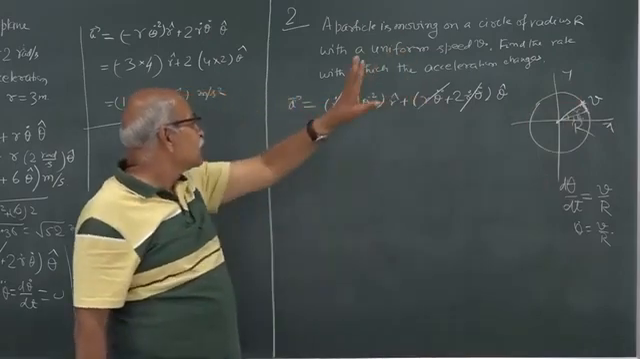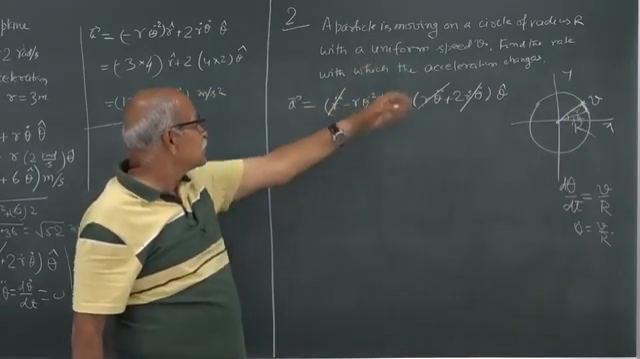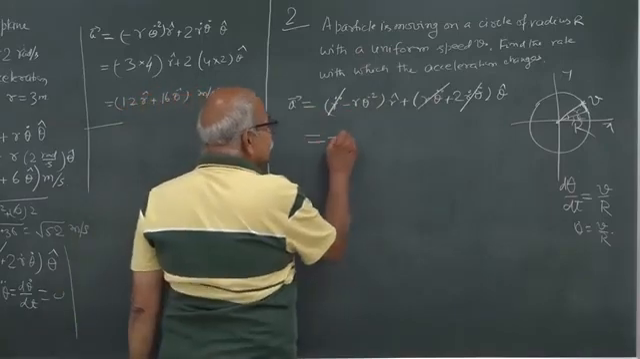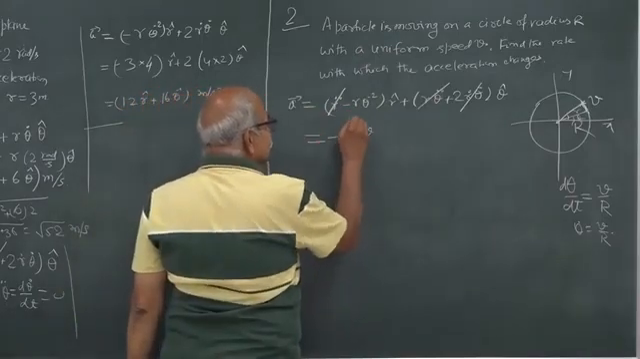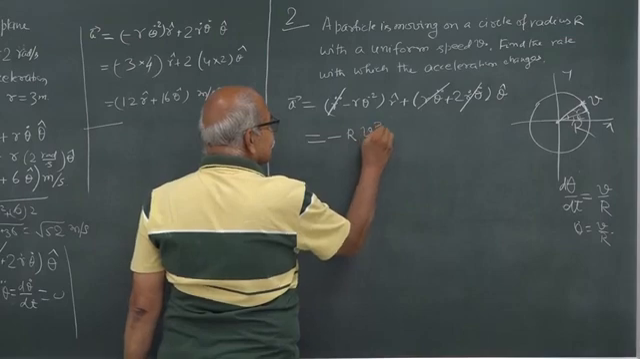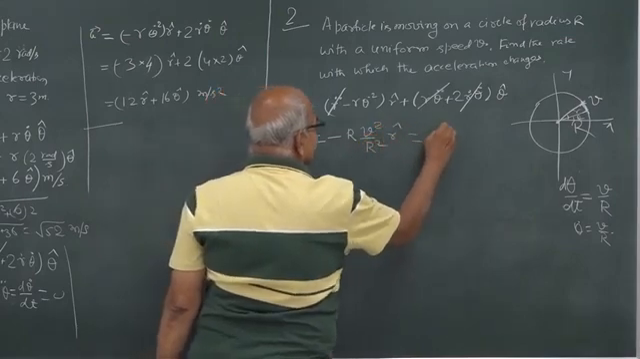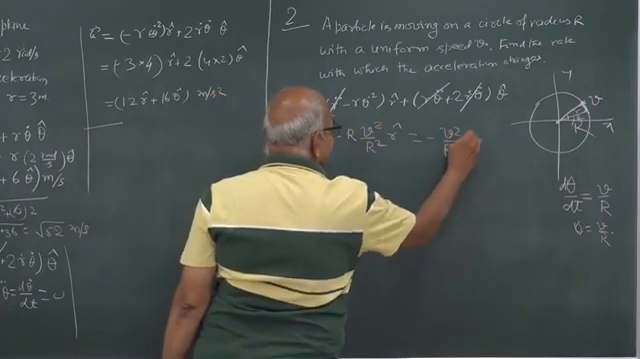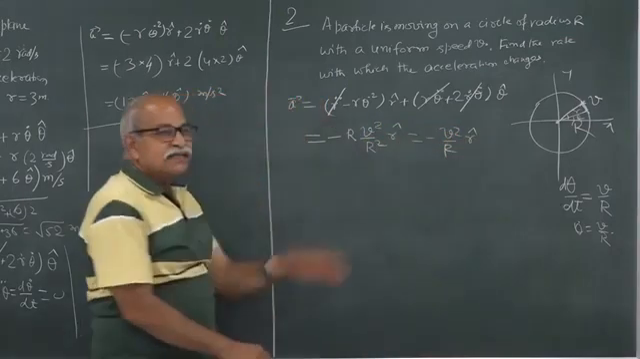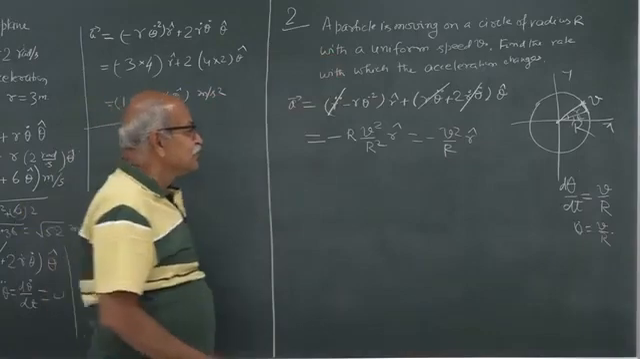So, this is gone, and then you have minus r theta dot square, and theta dot is v by r. This r is capital R, and this is v square by r square r cap, and that is minus v square by r cap. So, this result you anyway know.